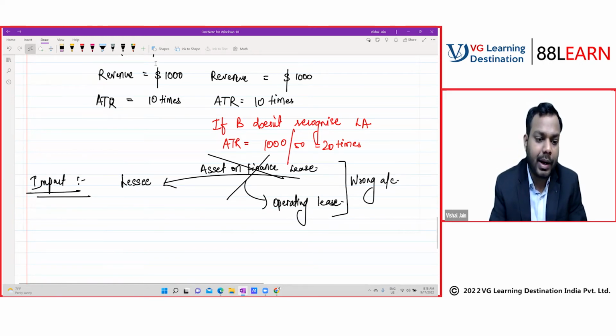No, right? Is it clear now? There is no choice now. Exactly, Siddharth. There is no choice now. Exactly. It is only finance lease, right?